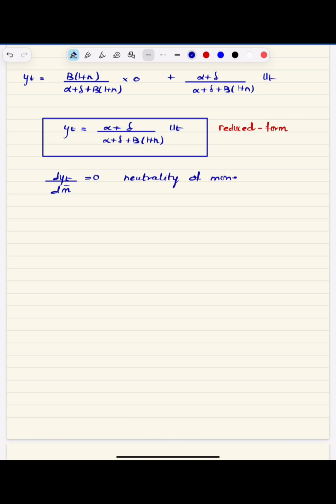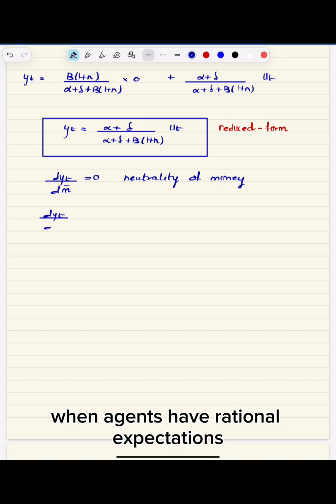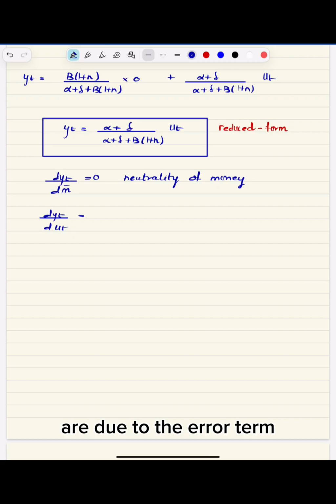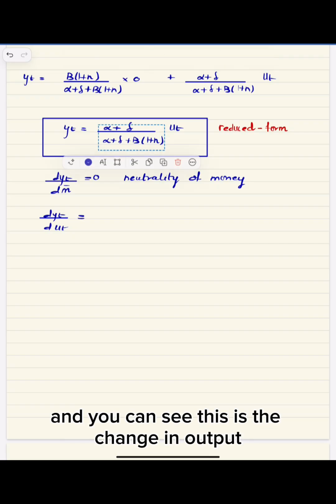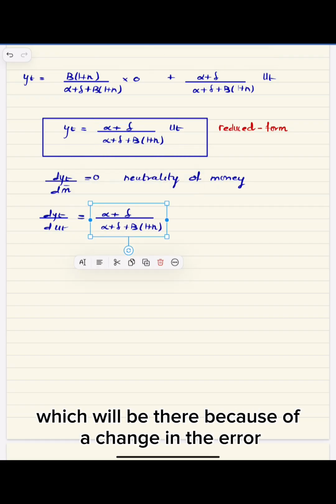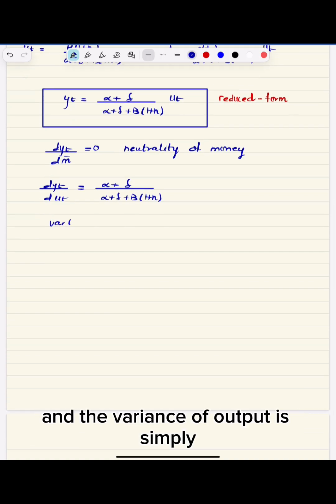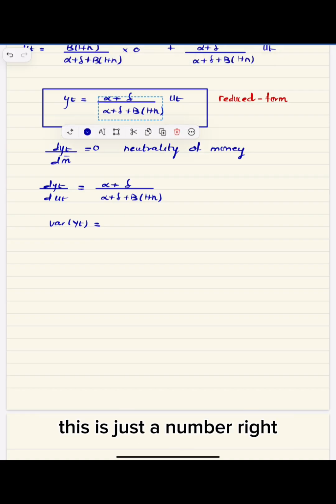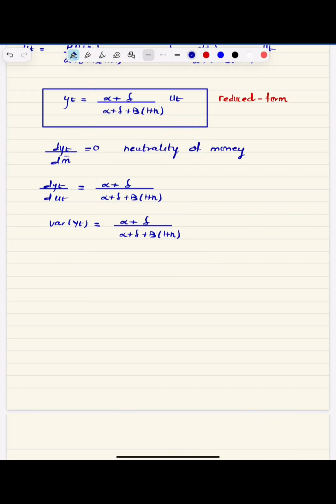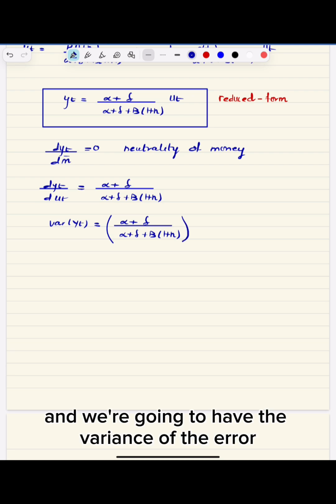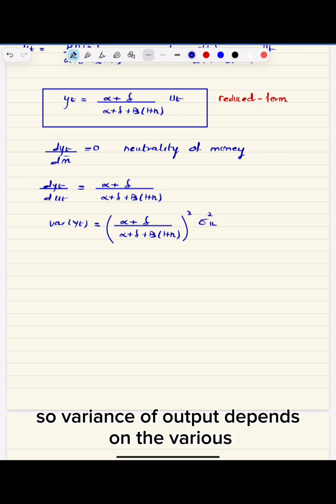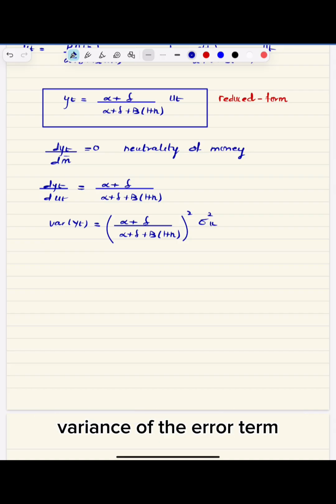Okay. The only change in output when agents have rational expectations is due to the error term. You can see this is the change in output which will be there because of a change in the error. And the variance of output is simply, this is just a number, right? So we're going to square this and we're going to have the variance of the error. So variance of output depends on the variance of the error term.